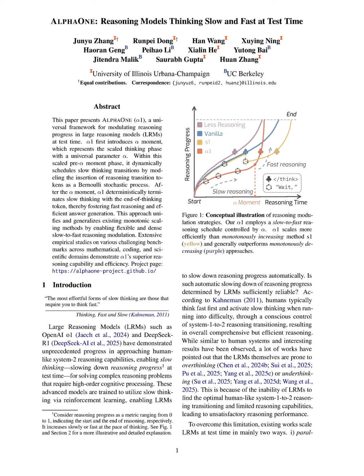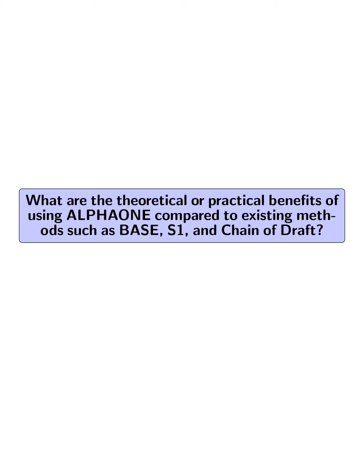What are the theoretical or practical benefits of using ALPHAONE compared to existing methods such as Bayes, S1, and chain of draft?